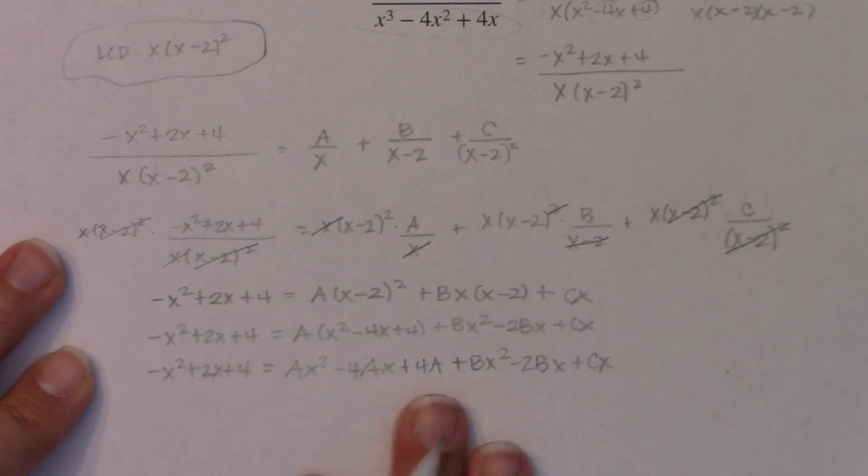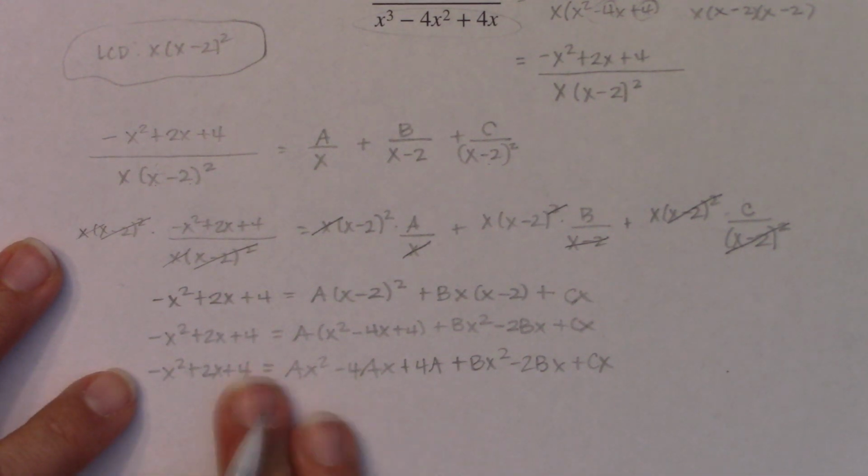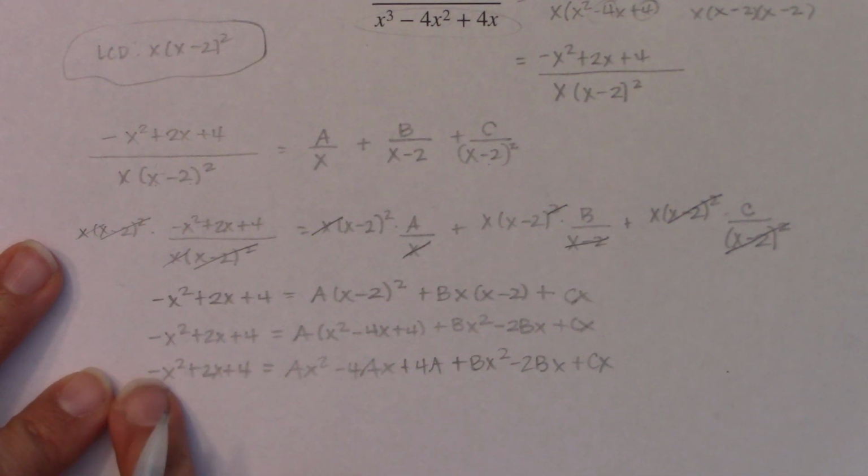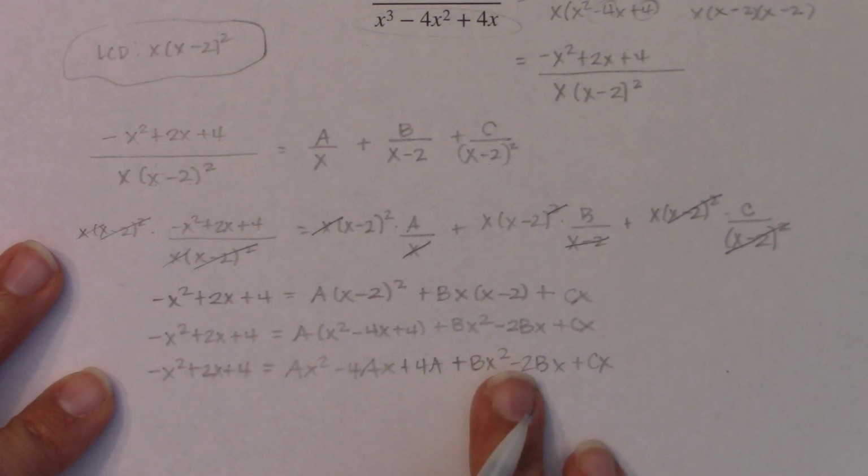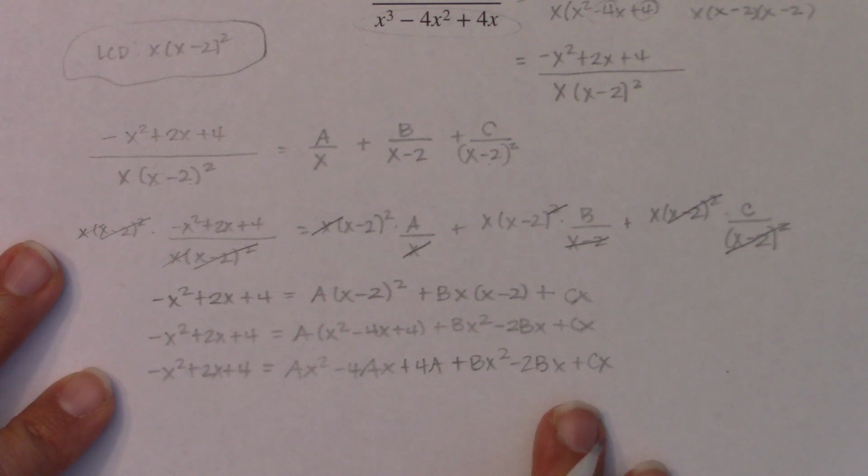So like I said, I want to show you this method. I don't know that I would use this. I would probably go with the plug-in x values way, but this is still totally valid. So we're going to line up terms, quadratic terms to quadratic terms, linear terms to linear terms, constants to constants. As I do this, I see a negative x squared on the left, ax squared and bx squared on the right.